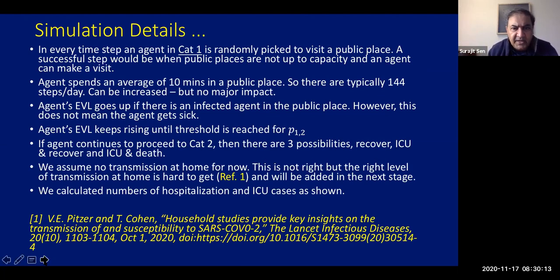An agent's viral load keeps rising until the threshold is reached for P12. If the agent continues to proceed to Cat2, there are 3 possibilities: straight away recover, ICU and recover, and ICU and death. We assume no transmission at home for now. I know this is not a good assumption. This was the way we started, assuming that quarantine was perfect. I've been looking into the literature on this, and I'm sure there is a lot of expertise in this group on this.